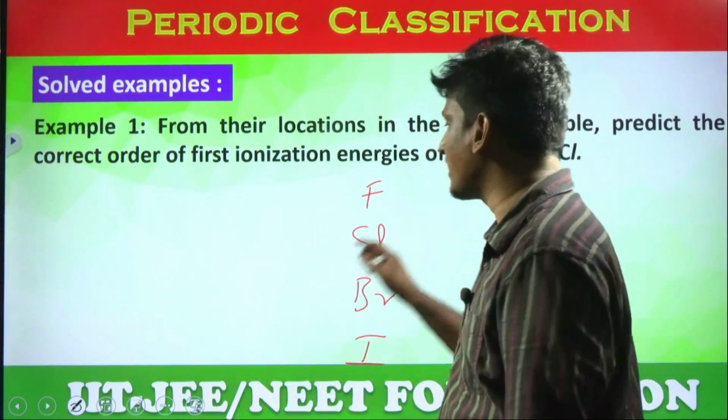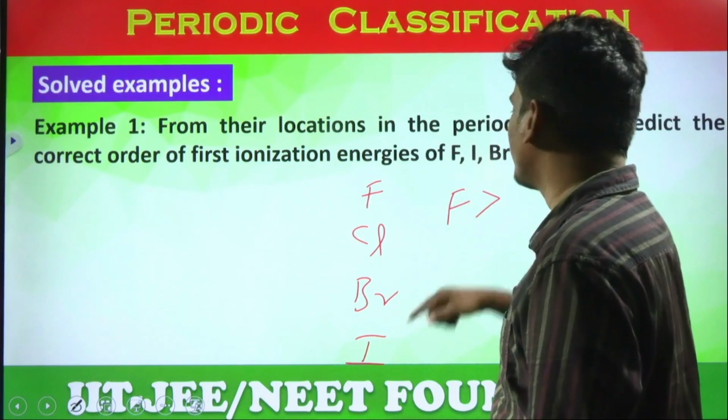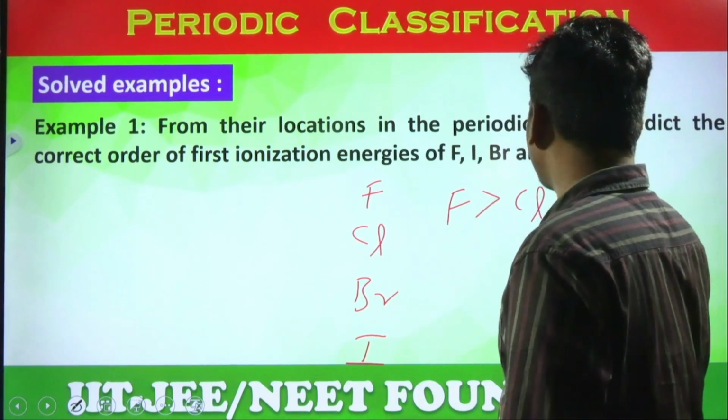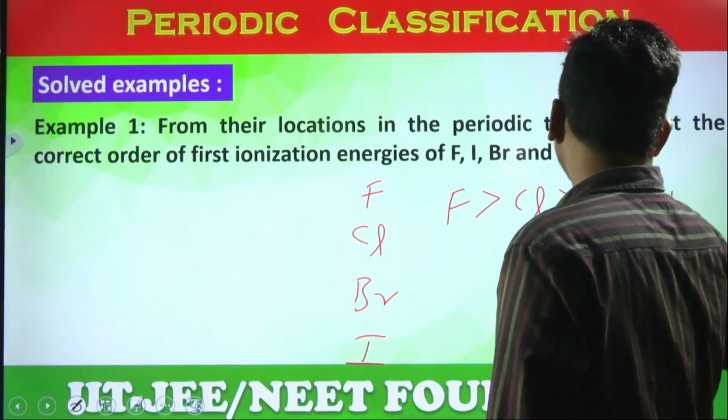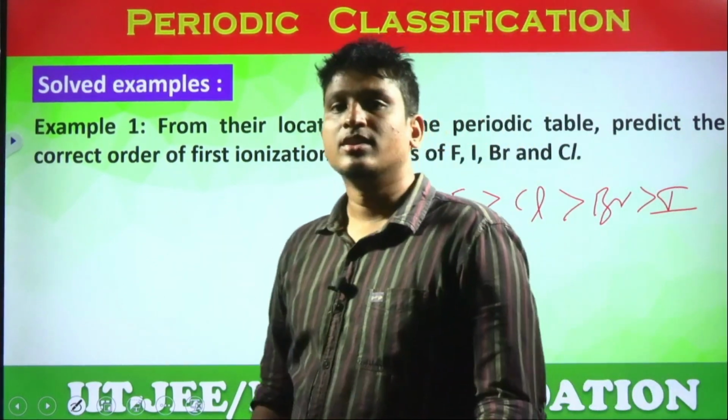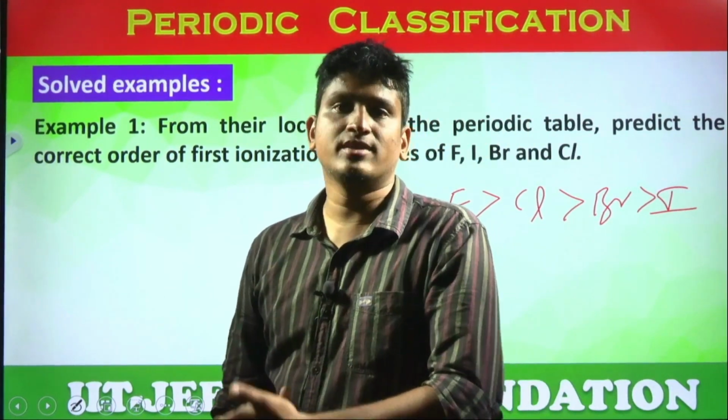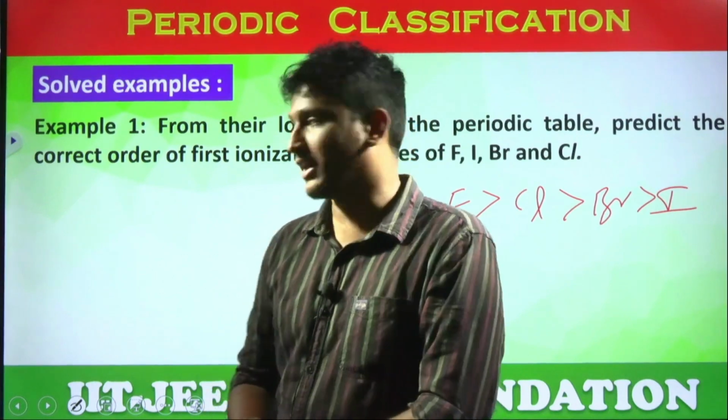That means which has the highest IP value? Fluorine, followed by chlorine, followed by bromine, followed by iodine. This is the order. Got the clarity? All belong to the same group. If it's different elements, the order will be different. So, right.